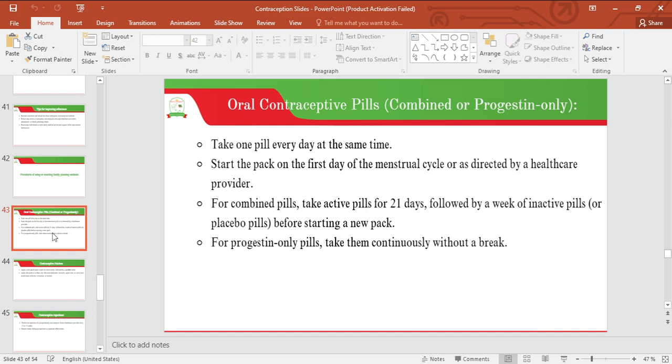Number two, start the pack or the pill should be started on the first day of the menstrual cycle or as directed by a healthcare provider. For the combined pills, take active pills for 21 days, followed by a week of inactive pill or placebo pills before starting a new pack. For progestin only pills, take them continuously without a break.